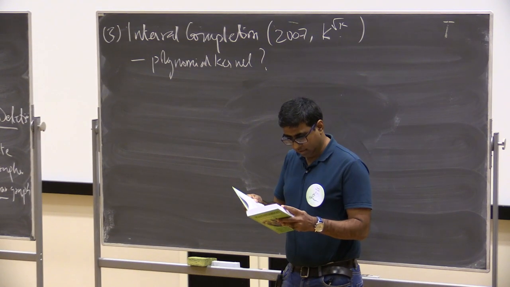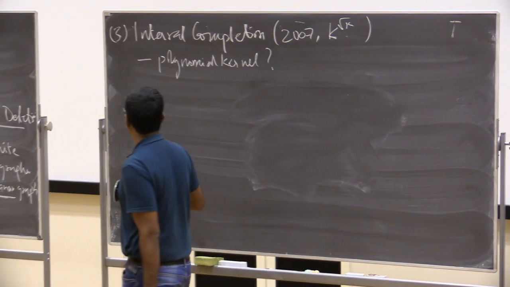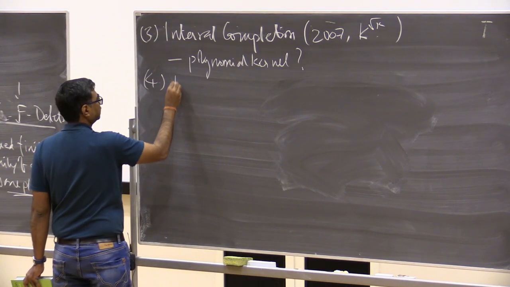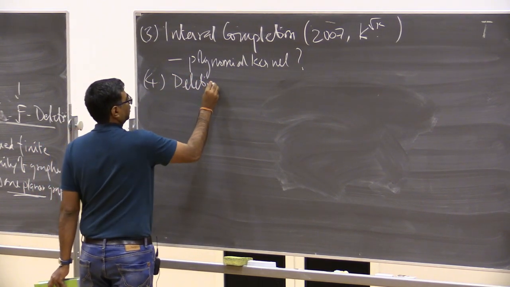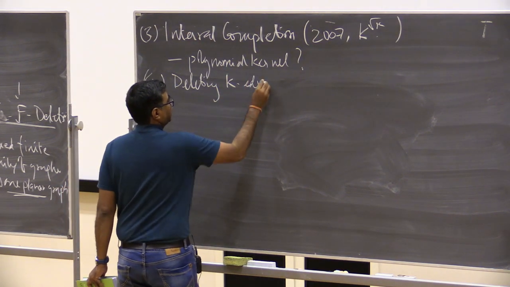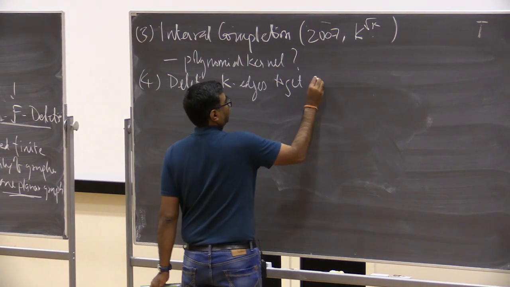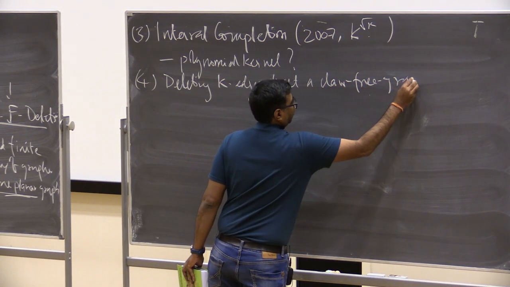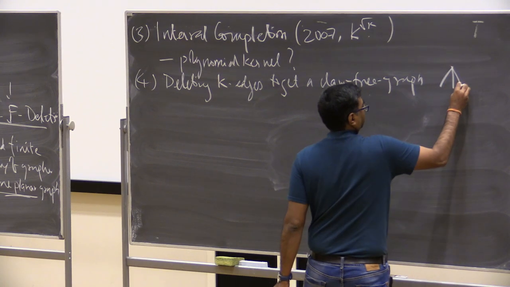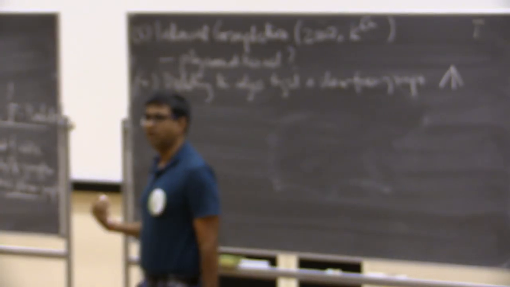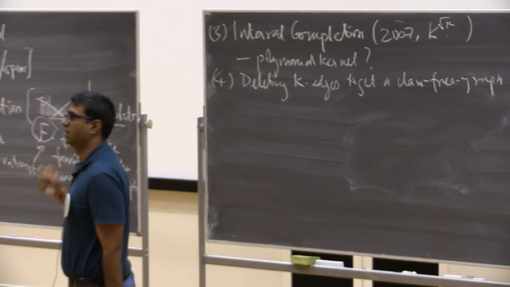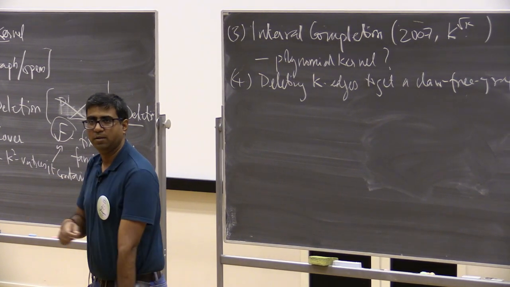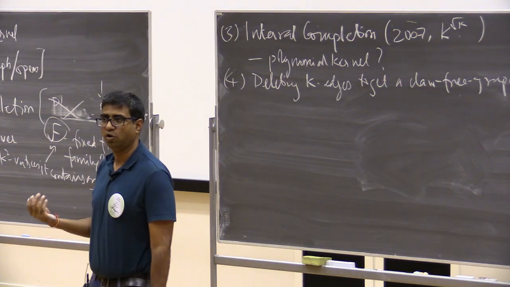This problem is not mentioned, but let me still mention it. I saw yesterday: deleting k edges to get a claw-free graph. So what is a claw? It is this. You want to delete k edges so that your graph does not contain a claw as an induced subgraph. Somehow, we do not know whether this problem admits a polynomial kernel or not.